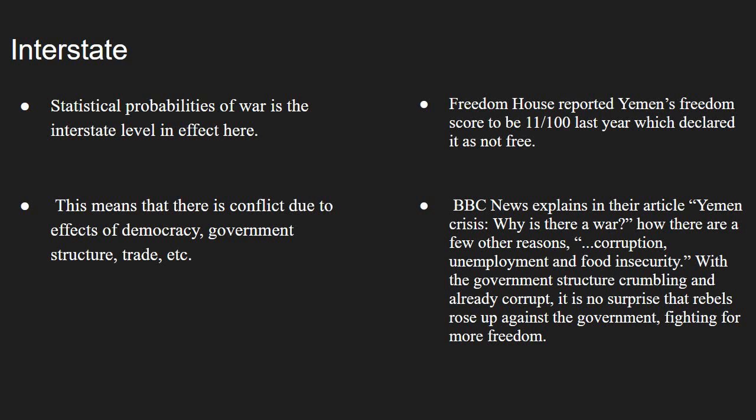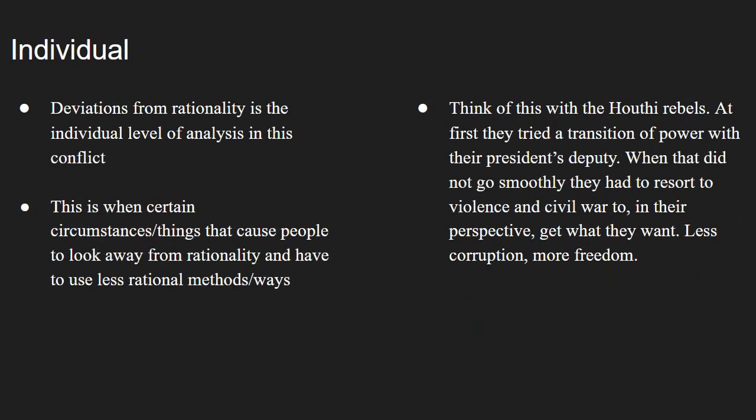With the government structure crumbling and already corrupt, it is no surprise that rebels rose up against the government, fighting for more freedom. You can also especially see here that because of the lack of democracy and an inefficient and corrupt government, the Houthi rebels and government of Yemen were forced into war by these factors. The government of Yemen was also having its government structure threatened, so that did not help either to alleviate things in this situation and actually led to more conflict.